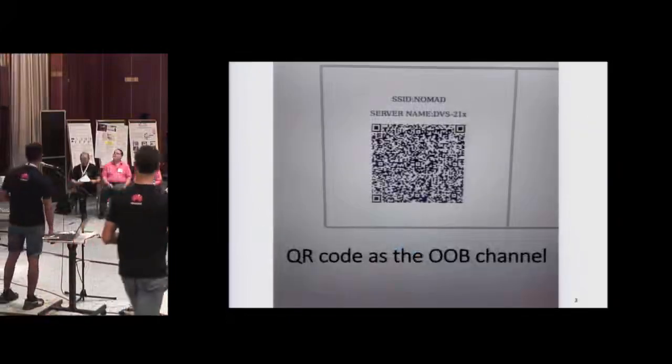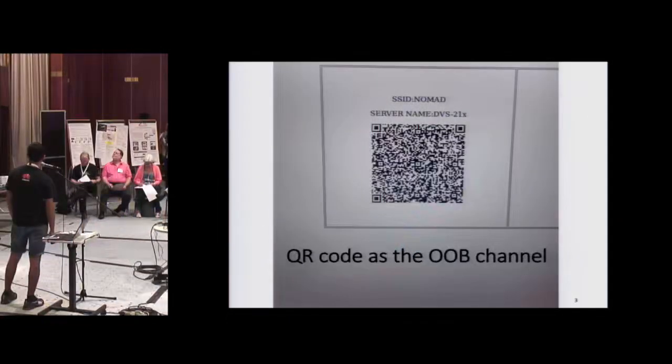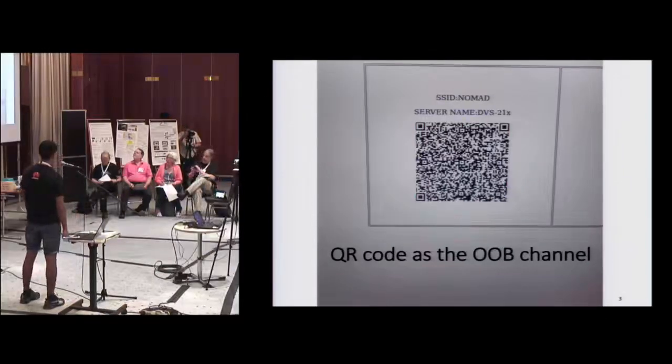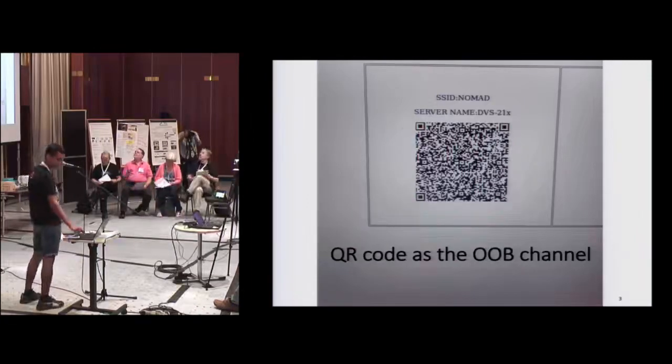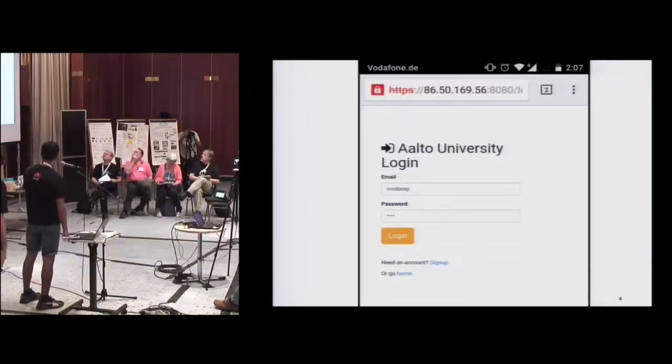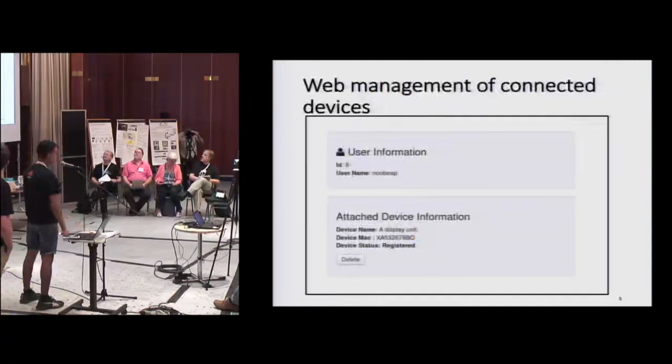So here are some screenshots from our implementation. This is a device showing what SSID it's connecting to, and this QR code is just an example. You could think of other out-of-band channels such as audio as well. So when you scan the QR code, you get pointed to a page. You log in if you were not already logged in, and then you see your device in the cloud interface from where you can manage it. So remember, you get two benefits. You connect the IoT device to the cloud, but at the same time, you also get network access authentication done.